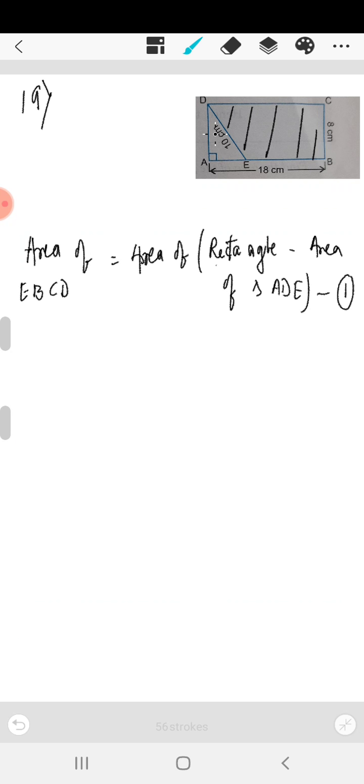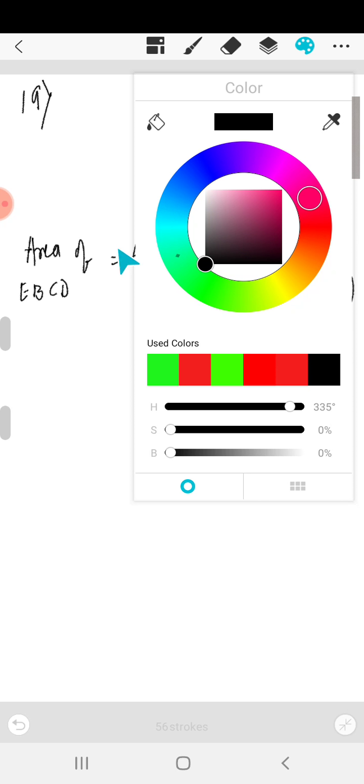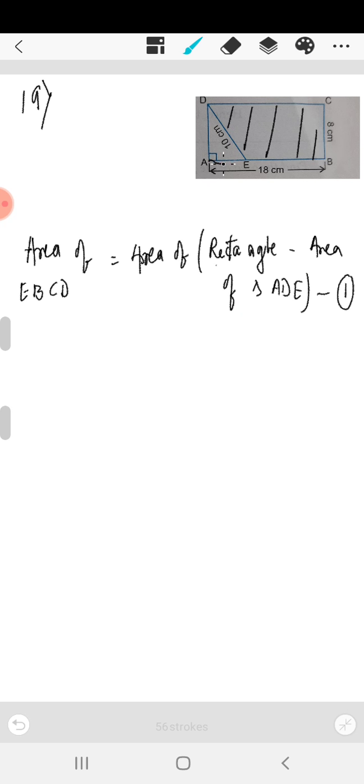We can find area of this triangle by using the formula half into base into height, where base here is AE and height is AD. We know that AD is 8 centimeter because BC and AD are the same. But we don't know what is AE. From the figure, AD is equal to BC, that is equal to 8 centimeter.